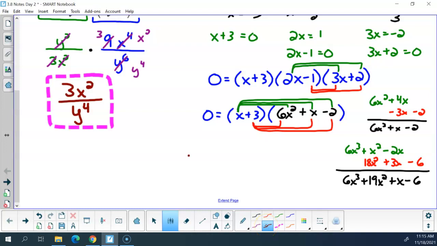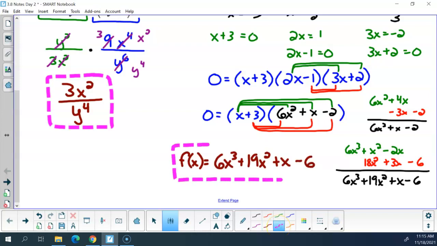I get f of x is 6x cubed plus 19x squared plus x minus 6. Yes? Questions, comments, concerns, clarifications? All right.